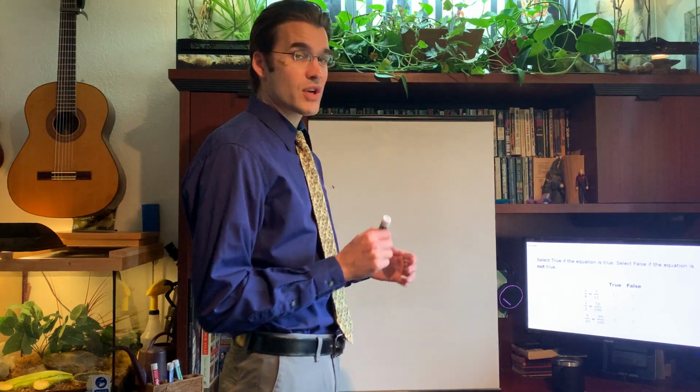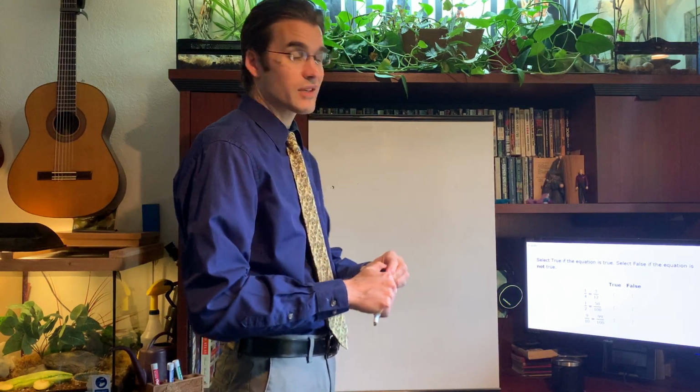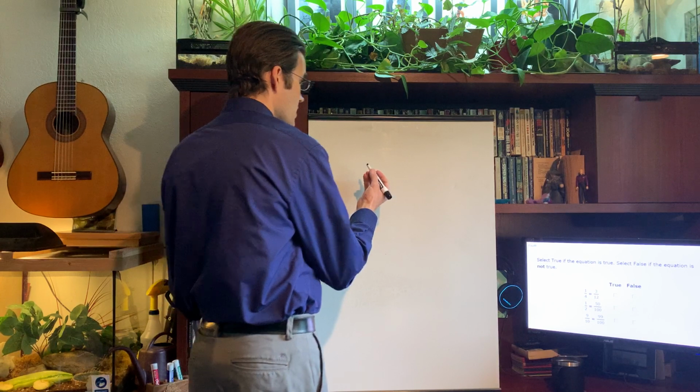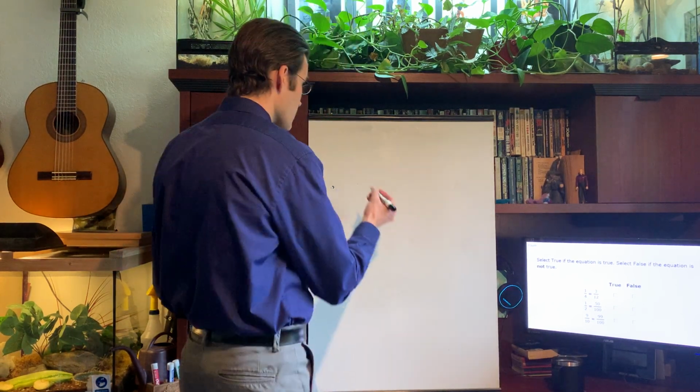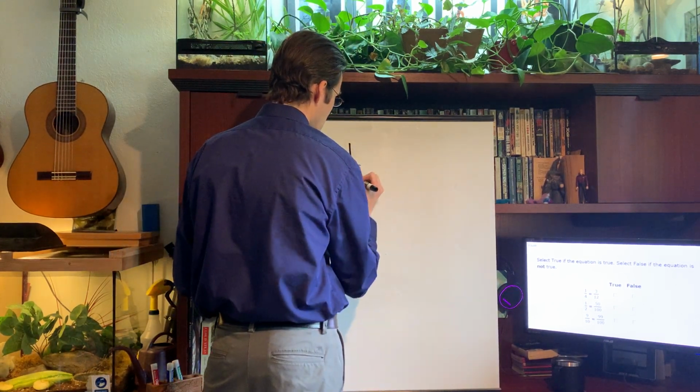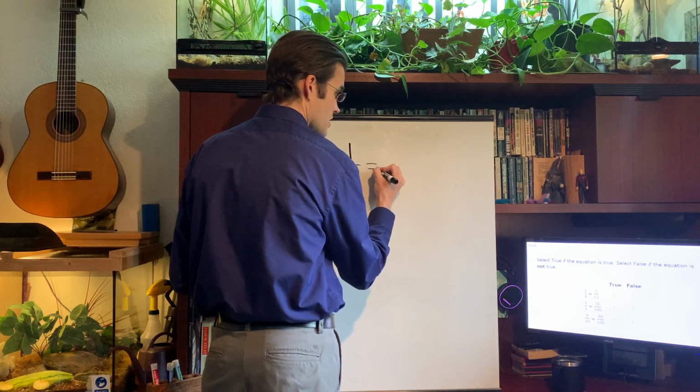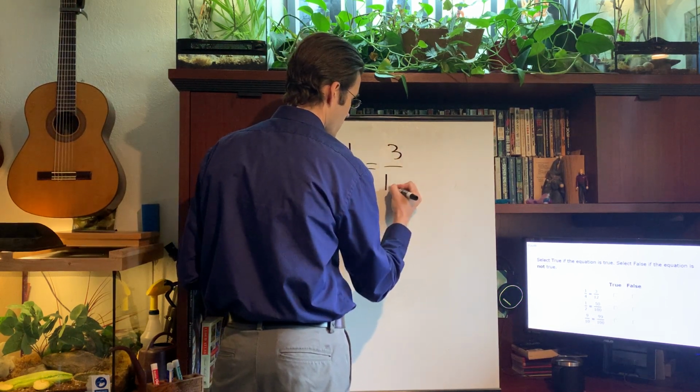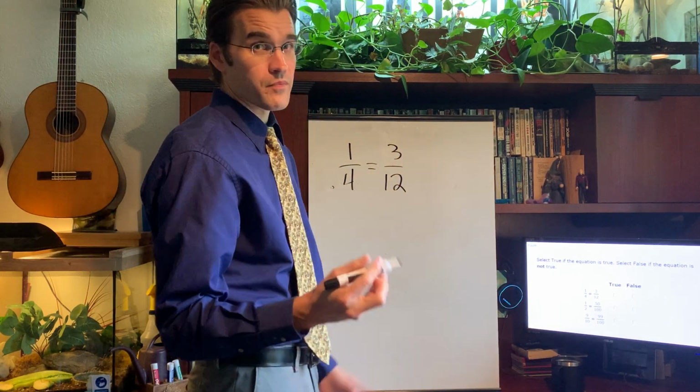Select true if the equation is true. Okay, select false if it is not. Here we go. This is equivalent fractions. Okay, so the first one is 1/4 is equal to 3/12. Well, let's take a look.